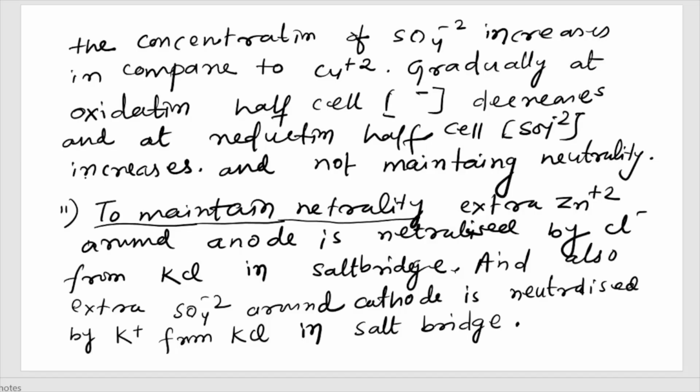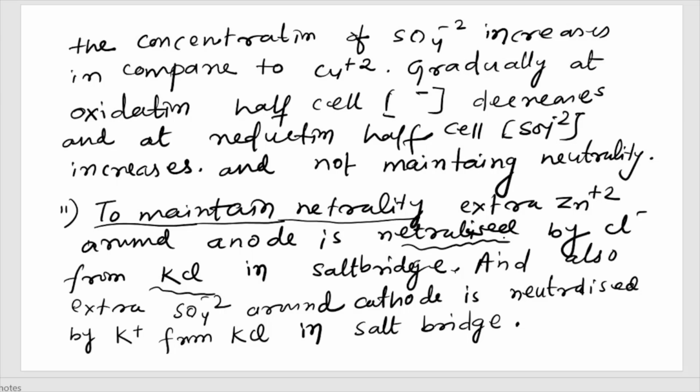Here in salt bridge, you can take potassium chloride and potassium nitrate also. Suppose for example you are taking potassium chloride. Then what happened? K plus, Cl minus. Which side? Extra Zn plus 2 around anode is neutralized by Cl minus. In salt bridge, potassium chloride is there. Then Cl minus as a negative charge is helpful for neutralizing the extra Zn plus 2.